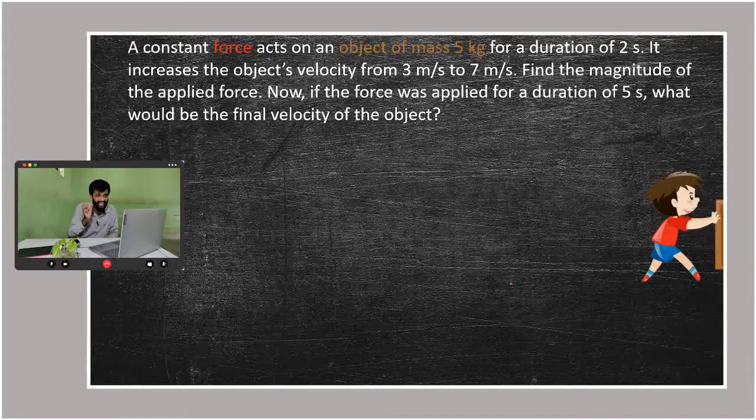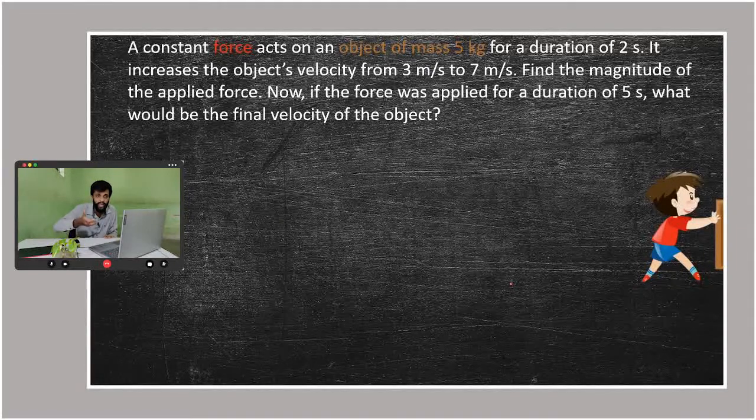A constant force acts on an object of mass 5 kgs. The constant force is the boy pushing it, okay? For a duration of 2 seconds. So, he pushes that object for 2 seconds, okay? It increases the object's velocity. The object which was moving at 3 meters per second, because he applied that force, moves at 7 meters per second. You are asked to find the magnitude of the applied force.